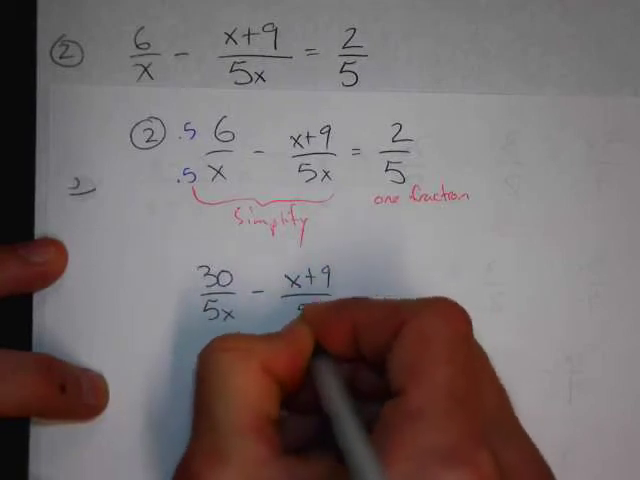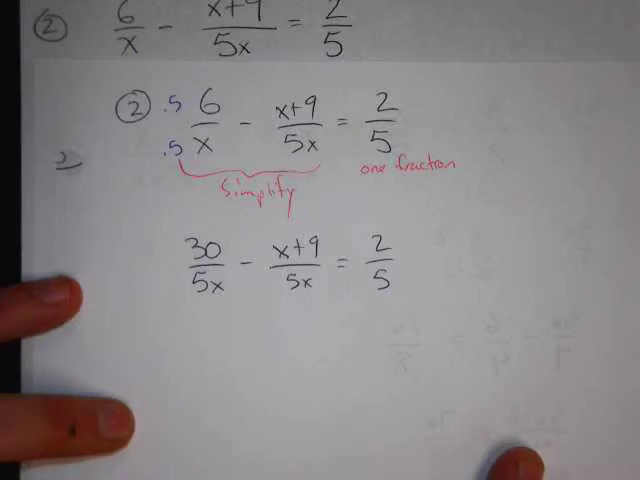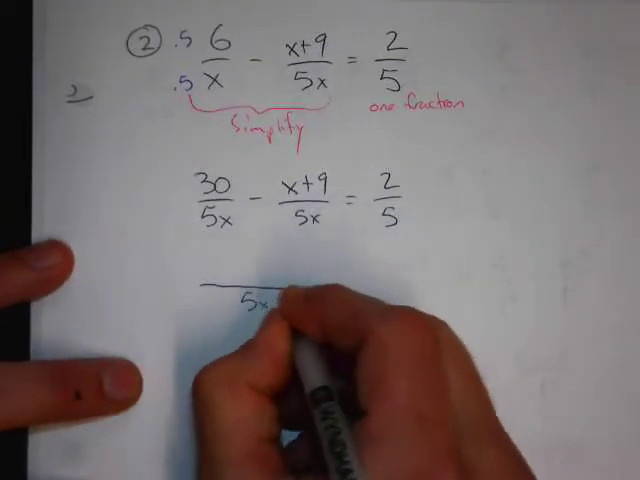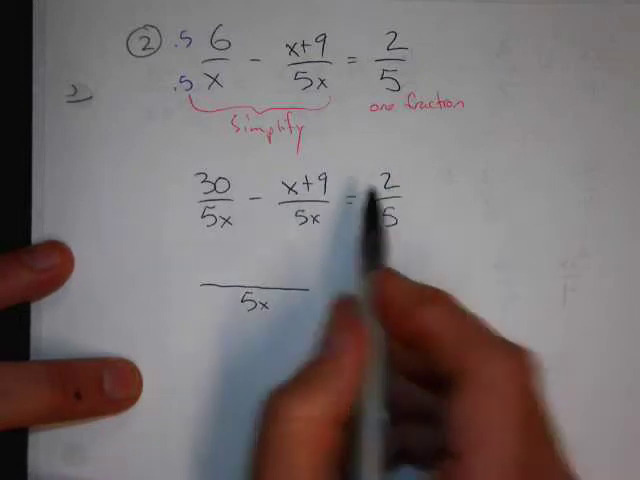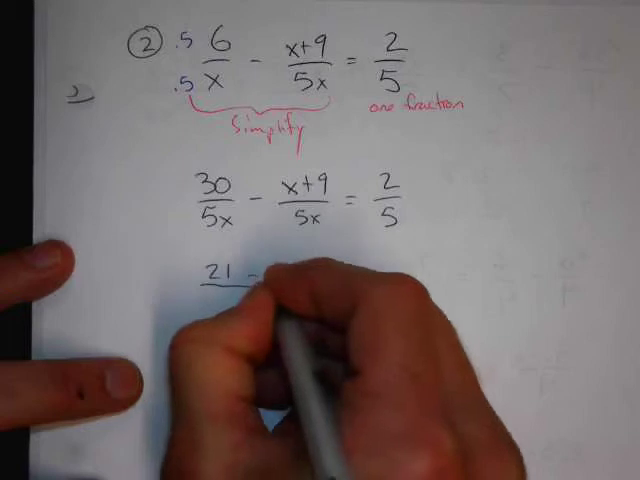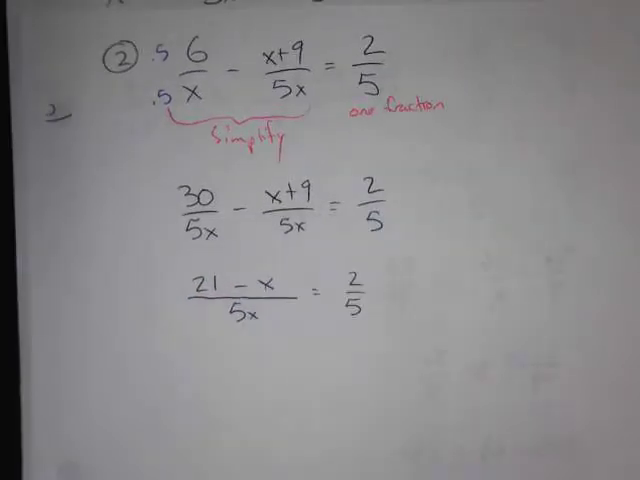So now I have my common denominator on the left-hand side, and now I can operate with my common denominator. Common denominator is 5x. All I need to do is operate the numerator. 30 minus 9 is 21, and then minus x. And that would equal 2 over 5. So some crazy stuff is about to happen.